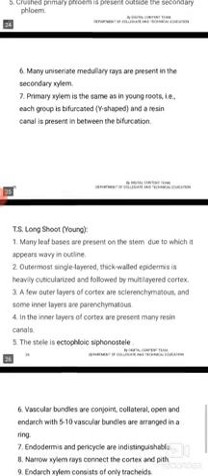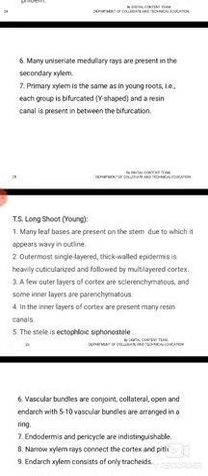Coming to the anatomy of shoot. First is the transverse section of long shoot. Many leaf bases are present on stem, due to which it appears wavy in outline. The outermost layer is single layered, made up of thick walled cells, and this is the epidermis, and a cuticle is present above the epidermal layer, and this is followed by multi-layered cortex.